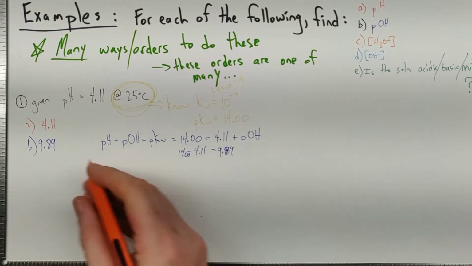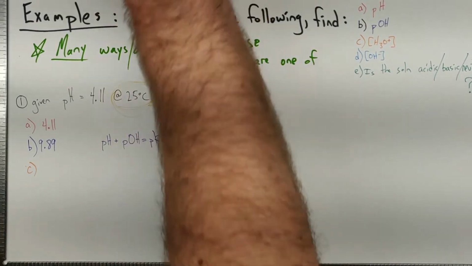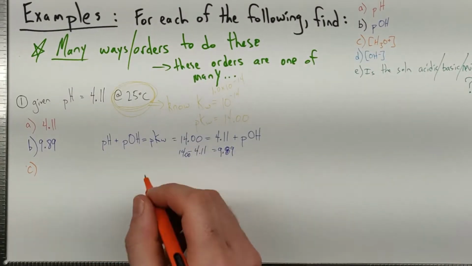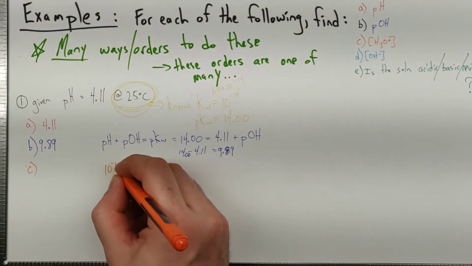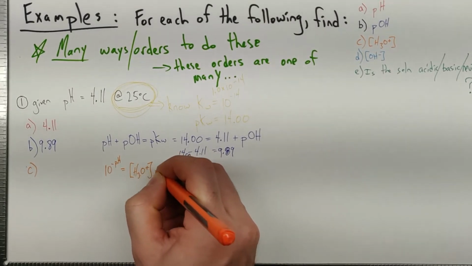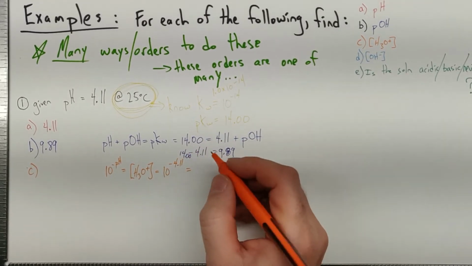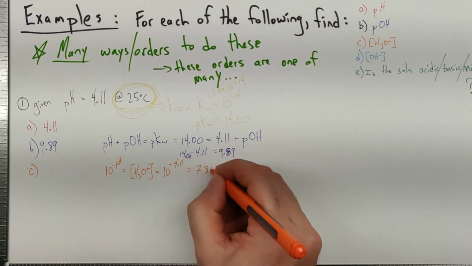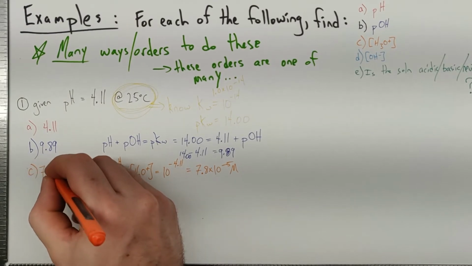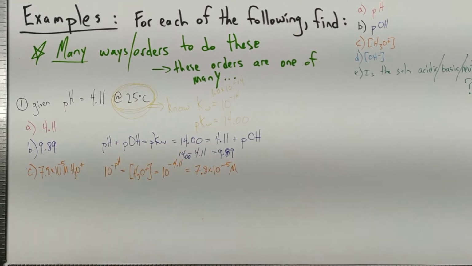For our concentration of H3O+, we can get by undoing that pH equation. 10 to the negative pH gives us H3O+. So 10 to the negative pH is concentration H3O+, and in this case that's 10 to the negative 4.11, and that ends up being 7.8 times 10 to the minus 5th molar. Alright, so 7.8 times 10 to the minus 5th molar H3O+ is our answer.